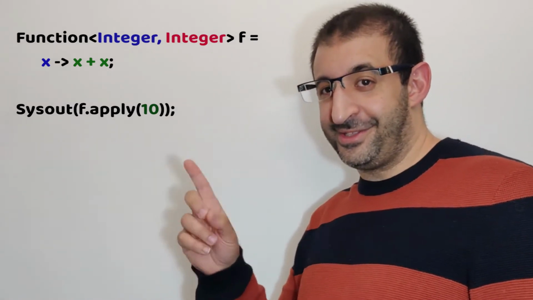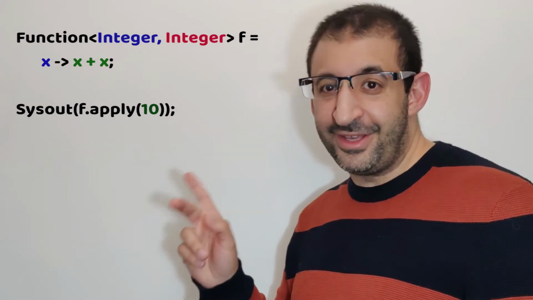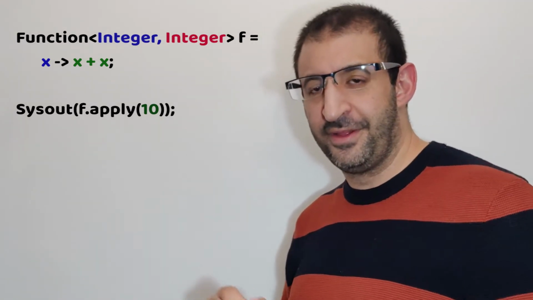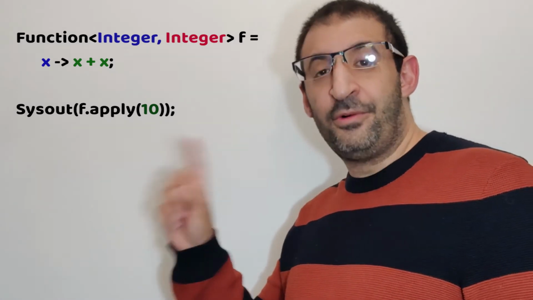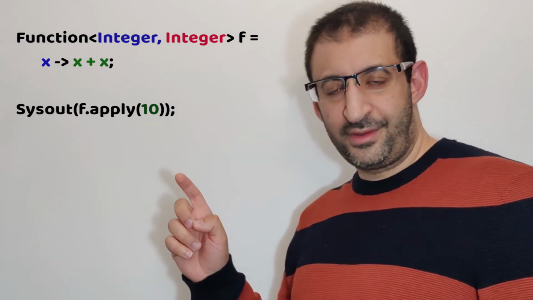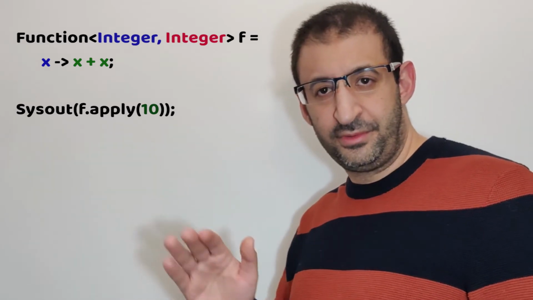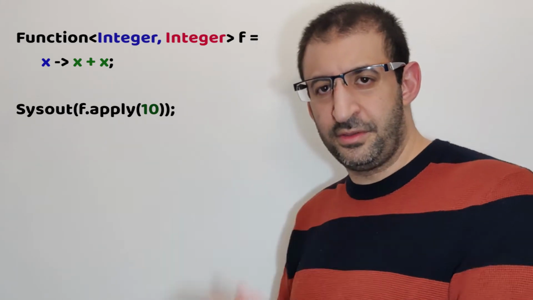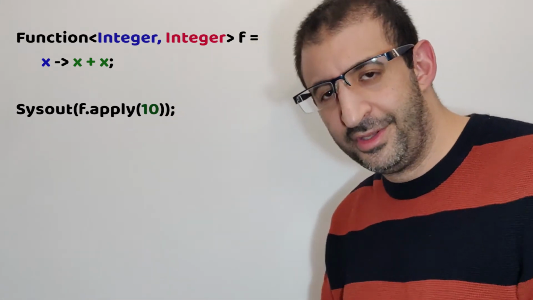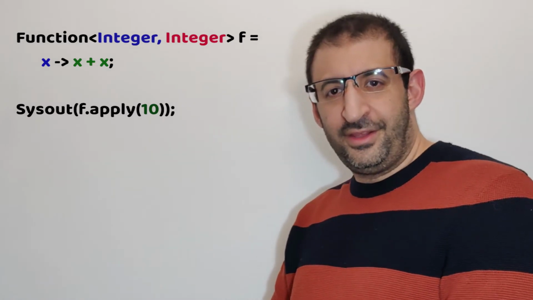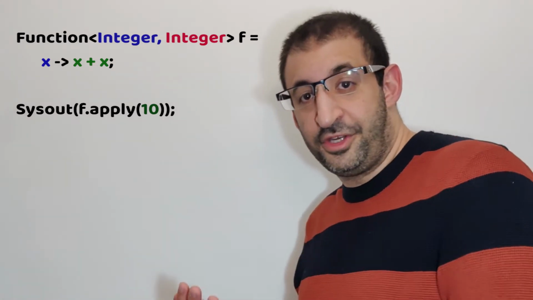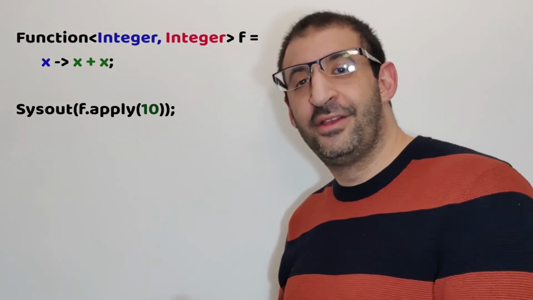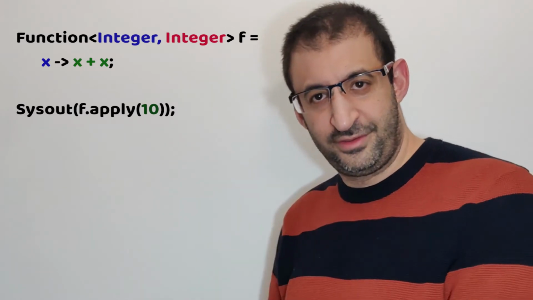Do you hear what I say? It's impossible to use the primitive type int here, or whatever primitive type you want, because it is generic. F equals x, simple arrow, x multiplied by x. Okay, I just make the application; or x plus x, put what you want. After this, I will call the function: System.out.println(f.apply(10)).